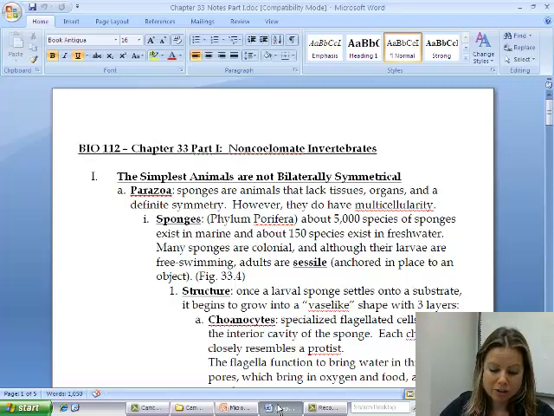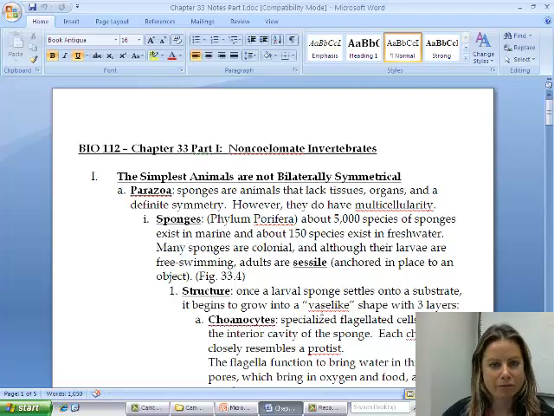So what we're going to do is start with the least advanced organisms and then move up to the most advanced organisms. And that's kind of how we're going to go. So what we're going to start out with are what are called non-coelomate invertebrates. So let's think about what that means. Non-coelomate is acoelomates, right? So they don't have a body cavity, and they are going to be invertebrates, meaning they don't have a spinal column. Okay, so let's talk about sponges.